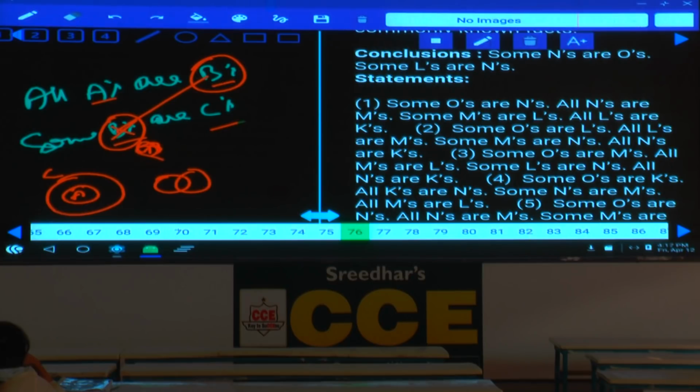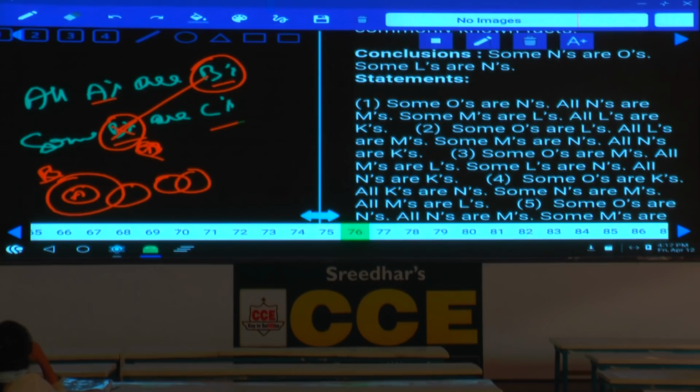Hence, in this one, all A's or B's, some B's or C's means all A's or B's and some B's or C's here. We are able to combine. In order to combine 2 statements to draw a conclusion, we need to have a middle term. The middle term is the term which combines these 2 statements, or acts as a link between these 2 statements. Done with this?